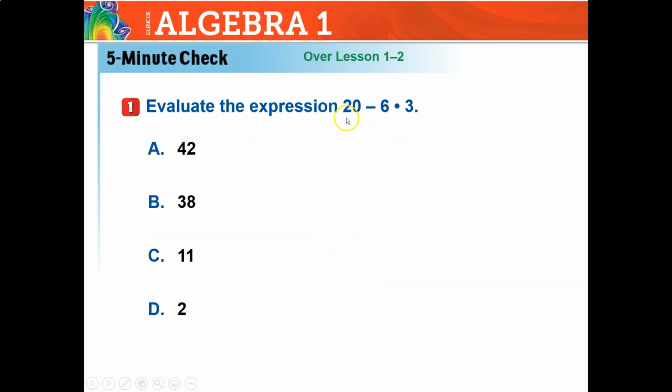Evaluate the expression 20 minus 6 times 3. Well, if you remember GEMDAS, you're going to multiply first, and then you'll subtract here. So 6 times 3 is 18. 20 minus 18 would be what?